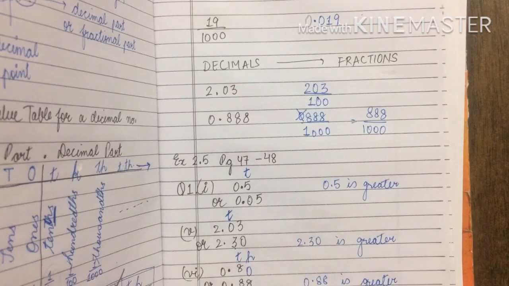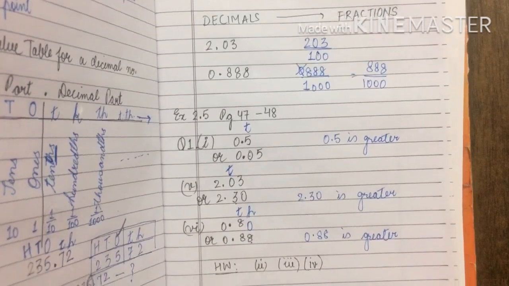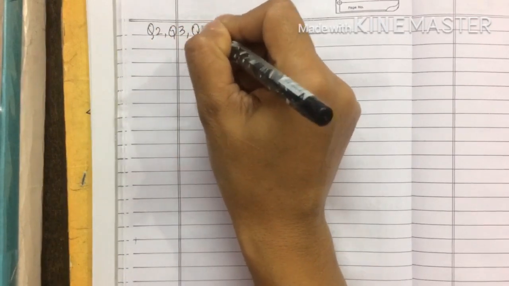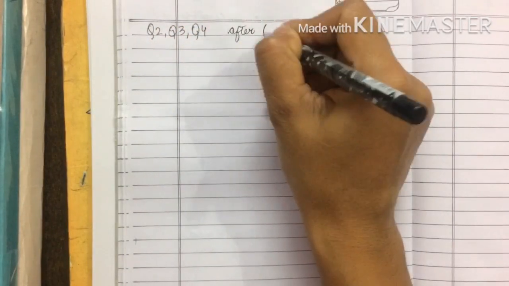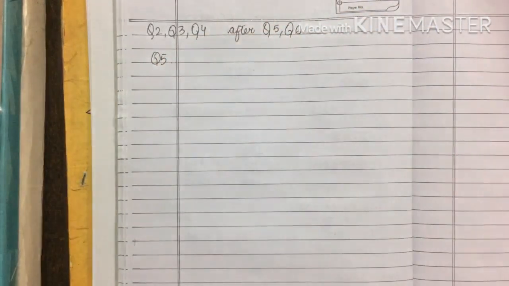Now you will do the remaining parts yourself. For your homework, you have second, third and fourth part. Now, before we do question number second, third and fourth, we are doing question number 5 and 6. So you can write down question 2, question 3, question number 4 will be done after question number 5 and question number 6. So let's take question number 5.